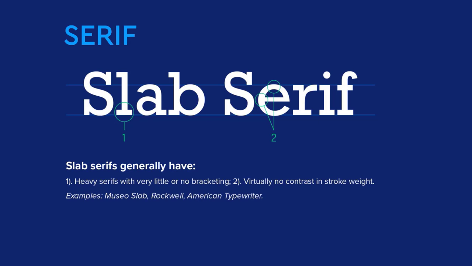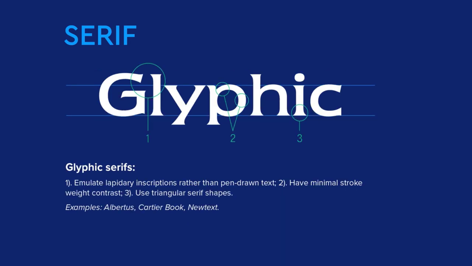So we have heavy serif with very little or no bracketing. There is virtually no contrast in stroke width. Examples of this are Monsieur Slab, Rockwell, American Typewriter. Then the next subcategory of serif is glyphic.